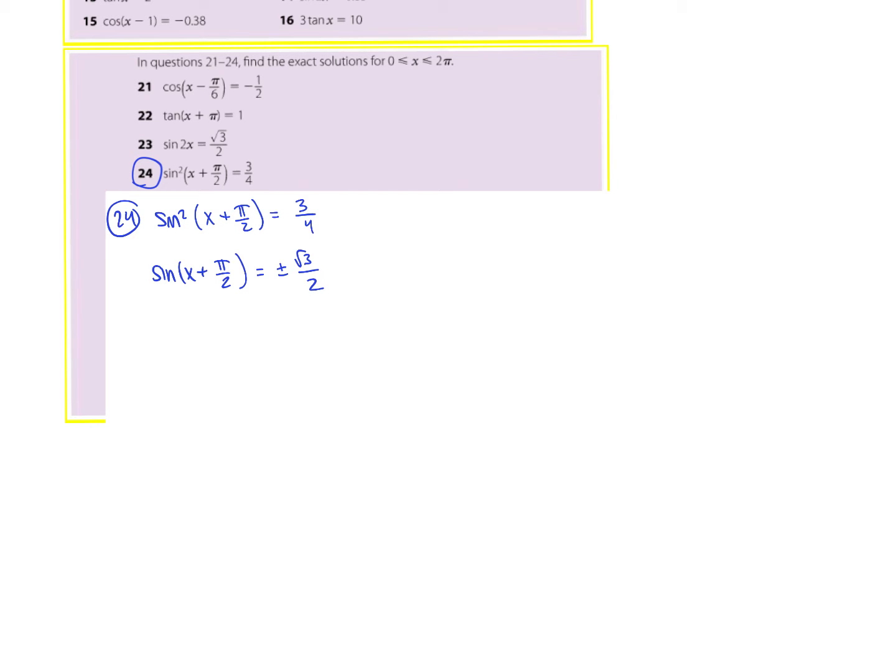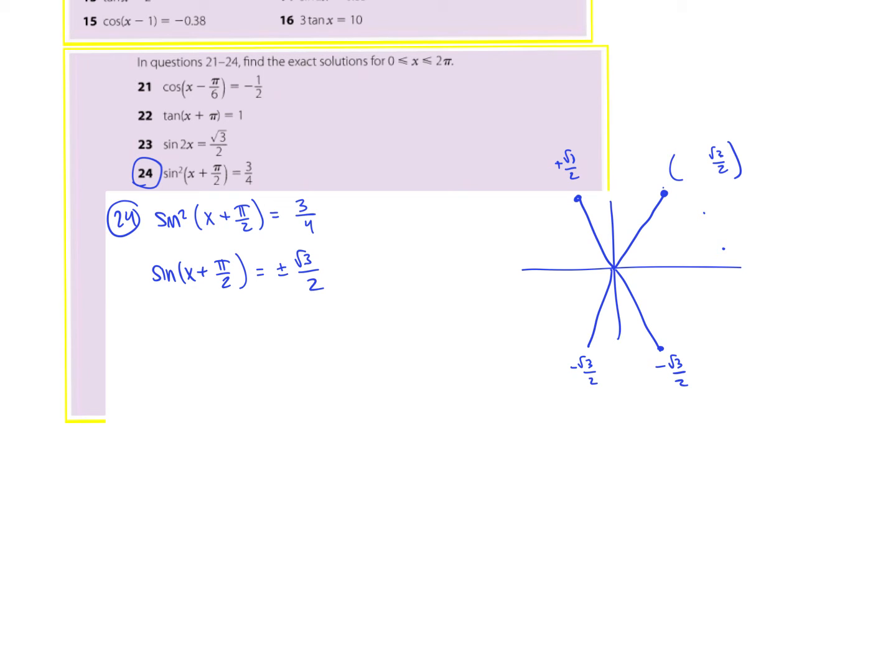Okay? So now I need to think, when is sine root 3 over 2? Sine is the y values. The y values go 1, 2, 3. So up here, we're going to have root 3 over 2. Over here, we're going to have negative root 3 over 2. I'm sorry, positive root 3 over 2. Over here, we're going to have negative root 3 over 2. And down here, we're going to have negative root 3 over 2.